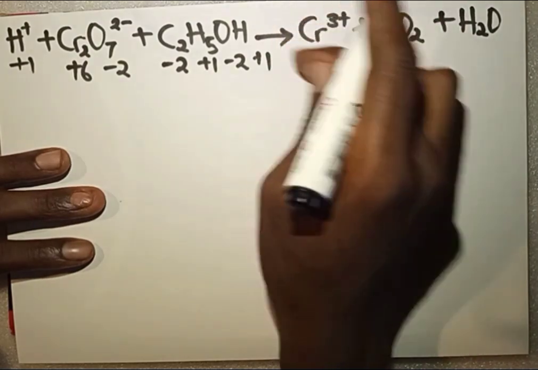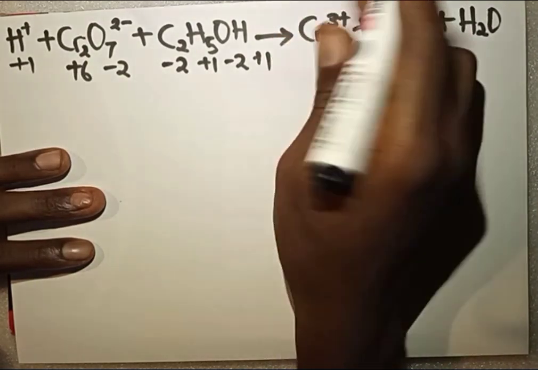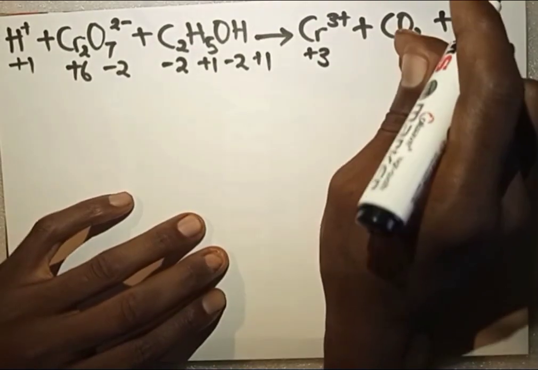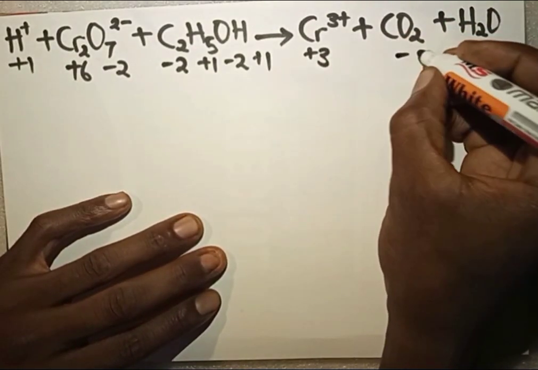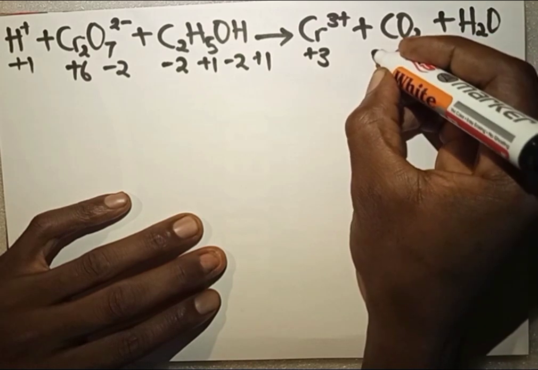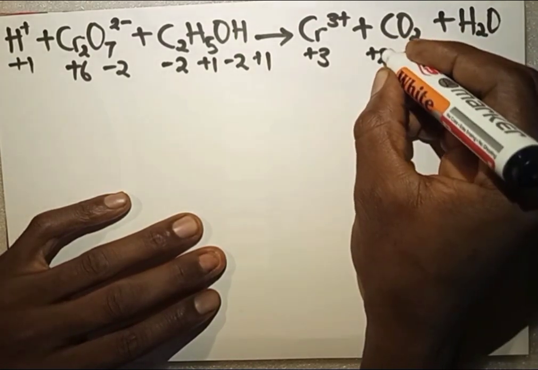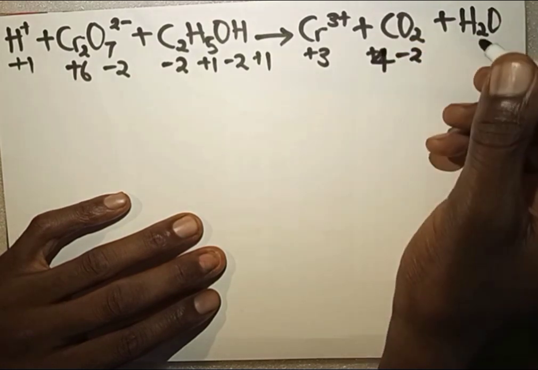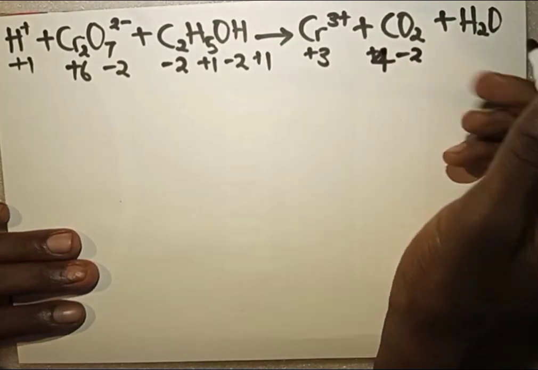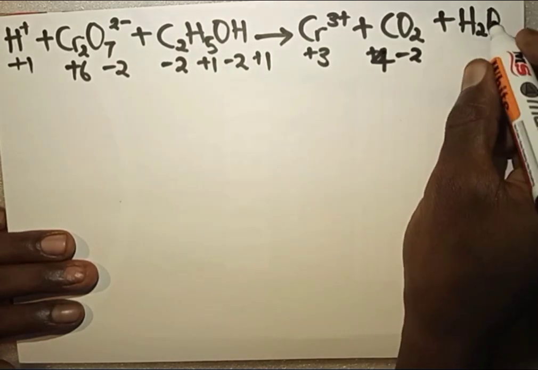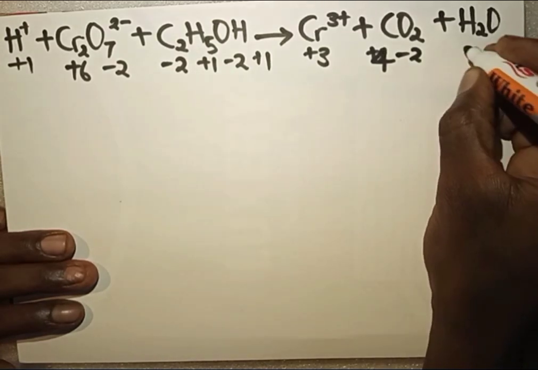Here it is direct. We use the ion's charge, so it is +3. Carbon, oxygen here is -2, carbon is +4. Sorry, we did this example in the previous videos on oxidation number, so I'm just getting the same answers. Here, oxygen is -2, hydrogen is +1.